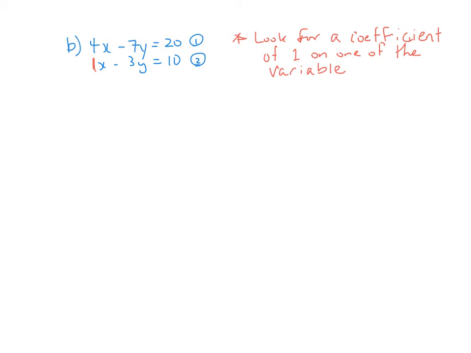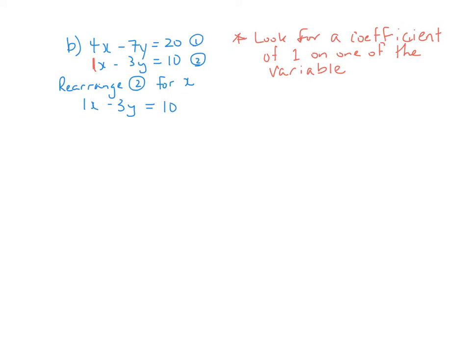So what I'm going to do is rearrange equation 2 for x. We're going to solve it for x. We're going to get the x all by itself. So we have 1x minus 3y equaling 10. That's the original equation. I want to get x all by itself.